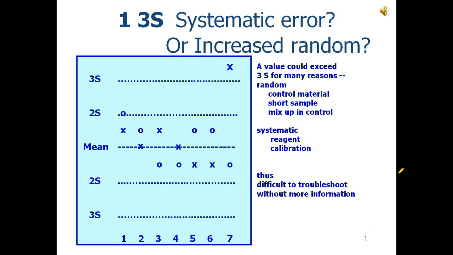Now, I won't go into the question about the 1-2S warning, except to say again that when Westgard invented these rules, or really brought them together in one place, he put in the 1-2S as a warning. It was never, ever proposed as a reject signal.